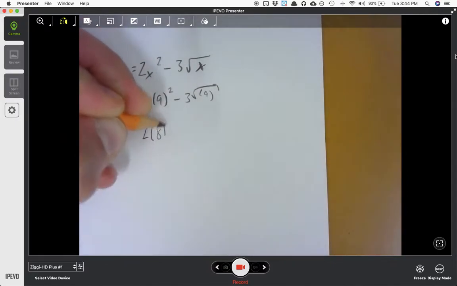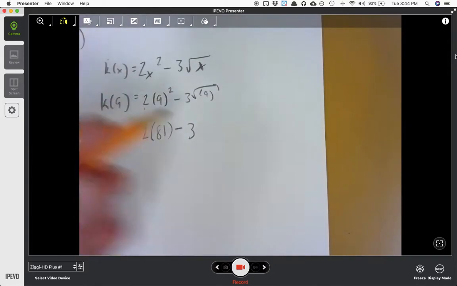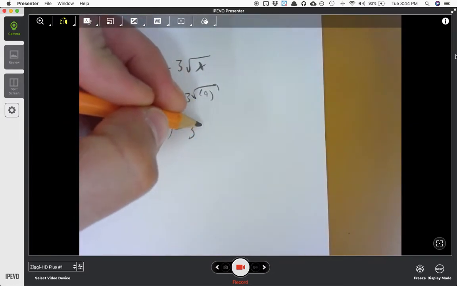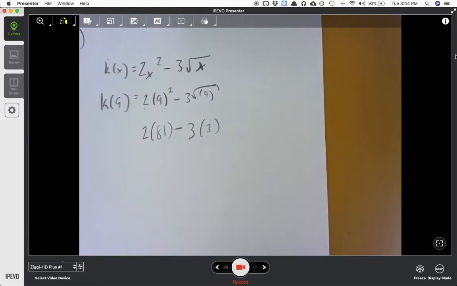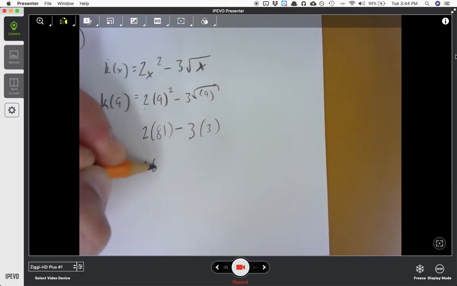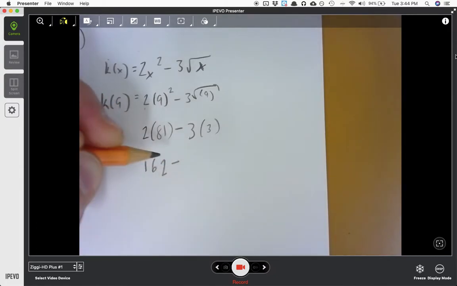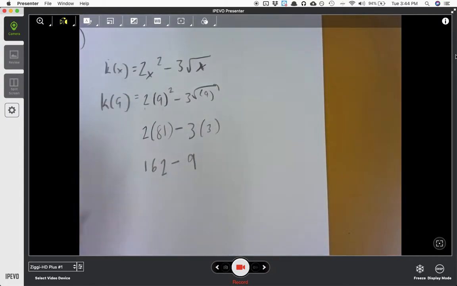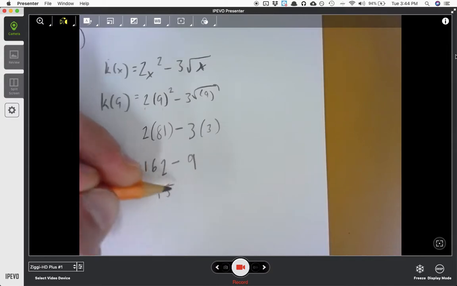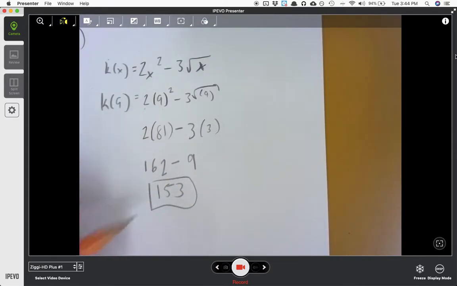2 times 81 minus 3. Square root of 9 is going to be 3. Next, 2 times 81, 162. 162, you can check that on the calculator, minus 9. 162 take away 9 is 153, so I need to check on the calculator because I did get my answer that way.